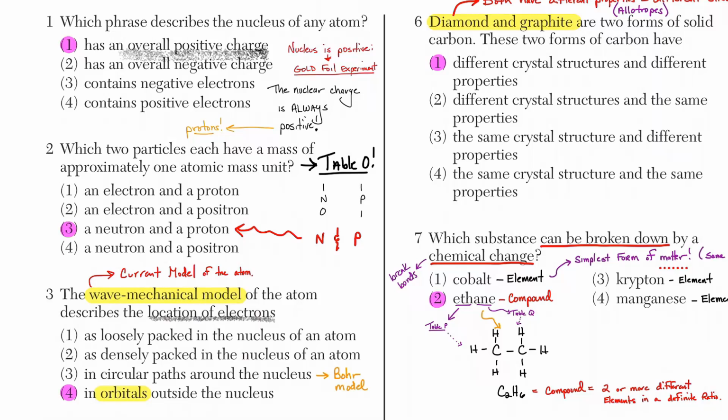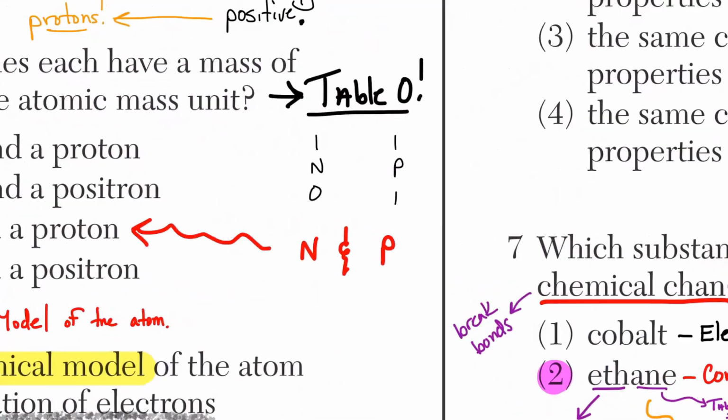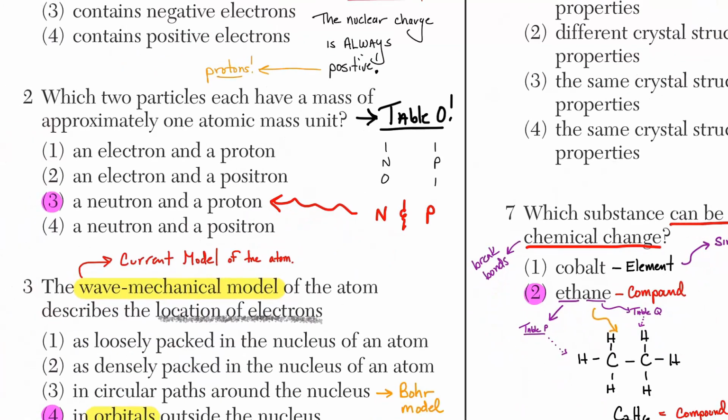As you can see, a lot of repetitiveness here. Okay, but that's the point. Pick up the patterns. Two, which two particles have a mass of approximately 1 mass unit? Boy, that sounds familiar, doesn't it? Table O shows us a mass of 1 for neutrons and protons. Come on, party people. So clearly it's neutrons and protons.